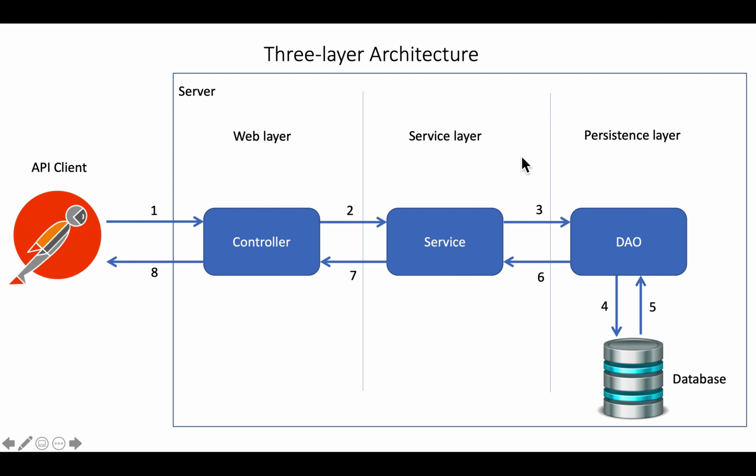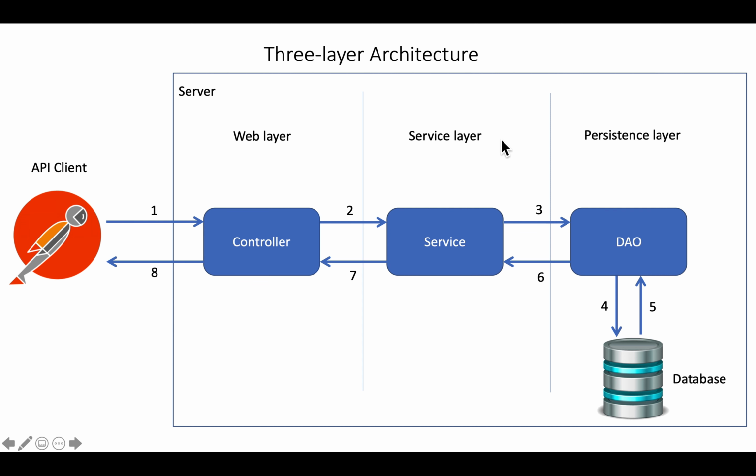In this case, the server side is divided into three layers: web layer, service layer, and data persistence layer. This architecture results in separating the different aspects of the server side into three layers: web, service, and persistence.